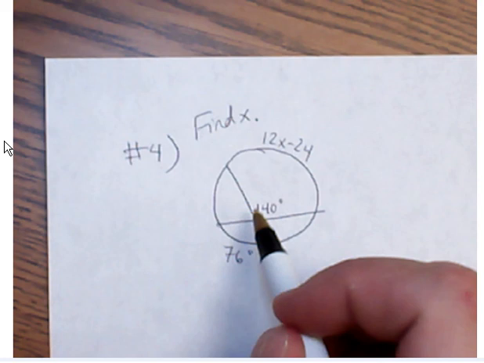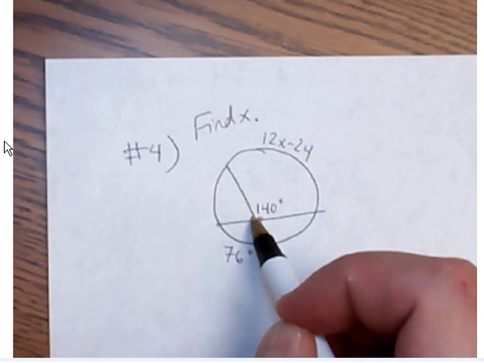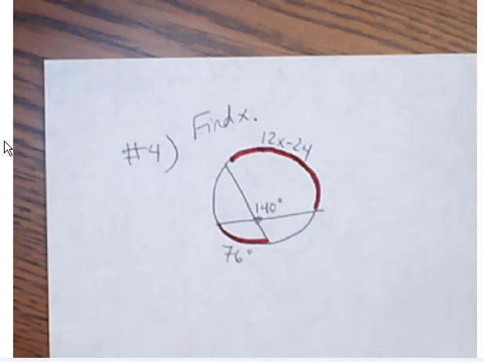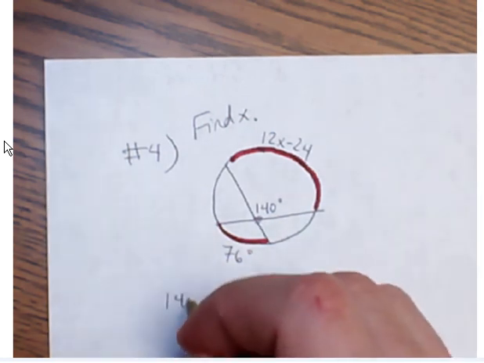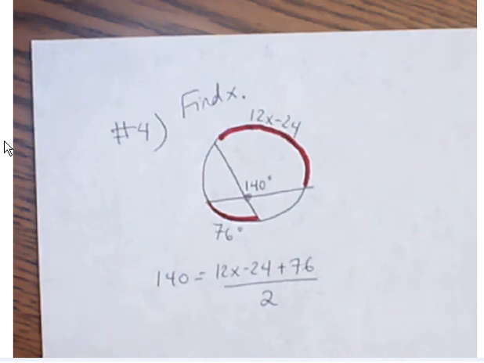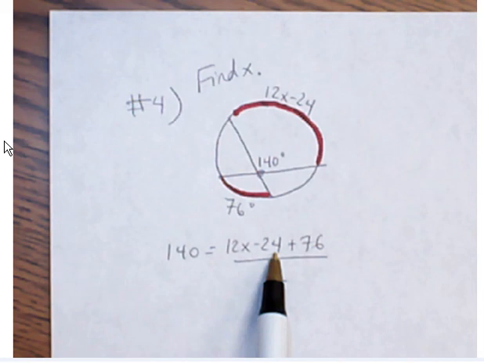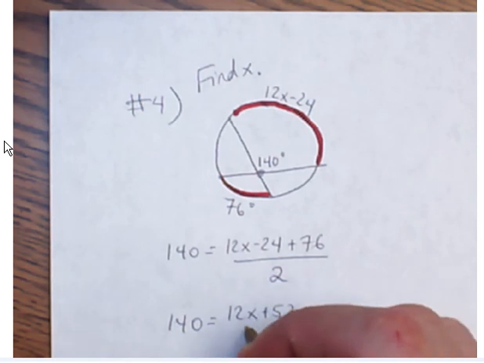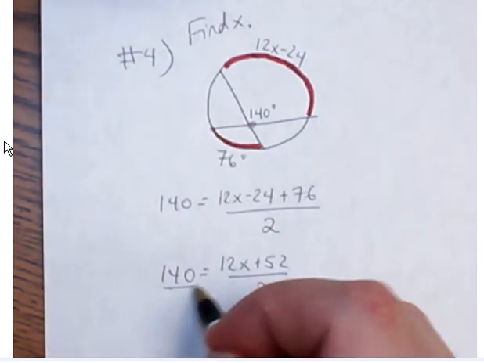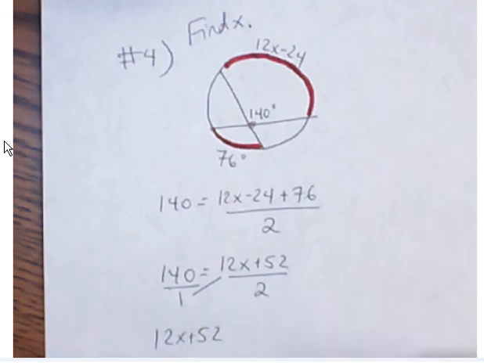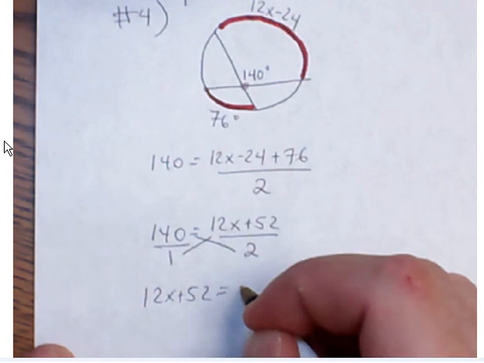Well, if the vertex of the angle is somewhere inside the circle, then you know that the angle measure is the average of the 2 arcs. So our equation, we can say 140 equals 12x minus 24 plus 76, divided by 2. Now before we cross multiply, let's go ahead and combine our like terms. So that's negative 24 plus 76. And that gives us 12x plus 52 divided by 2. Now we can put this as 140 over 1, and you cross multiply. This time I'll do 1 times 12x plus 52 first, doesn't matter, equals 140 times 2, which is 280.